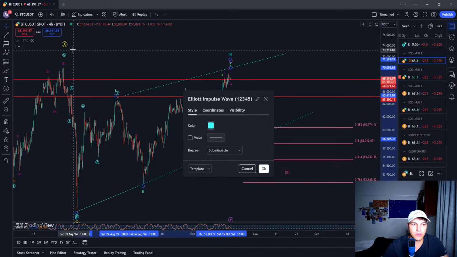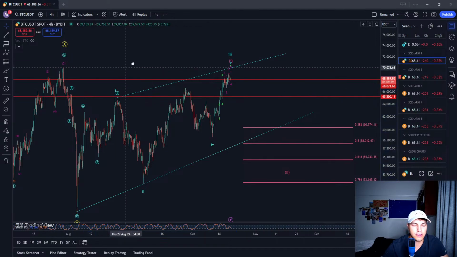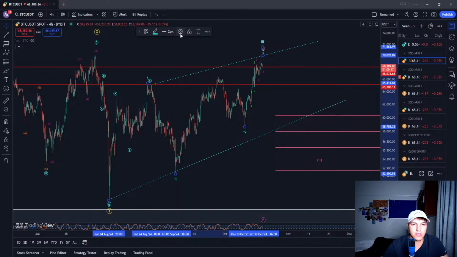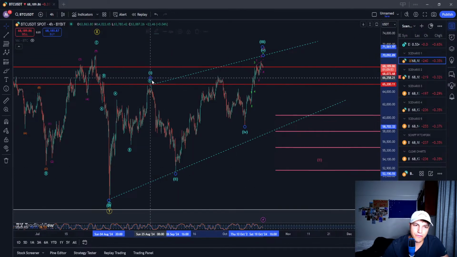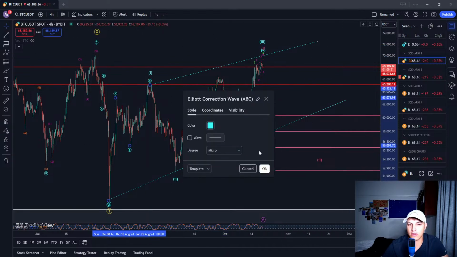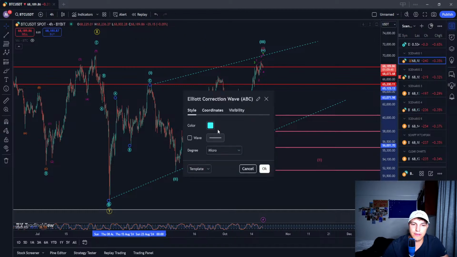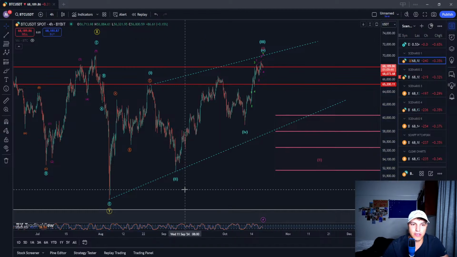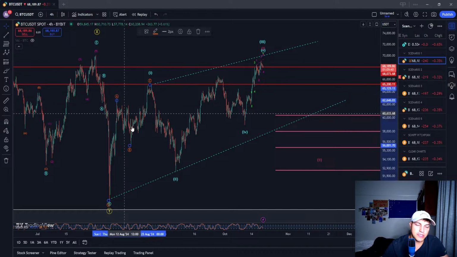Or actually, let's put this at the same as this. So this being subminute. Let's make this minute. Cool. And then let's make this micro in a different color, orange. Cool. This being an ABC.